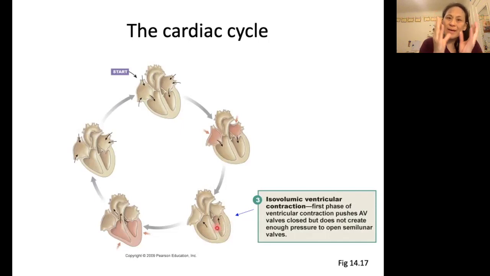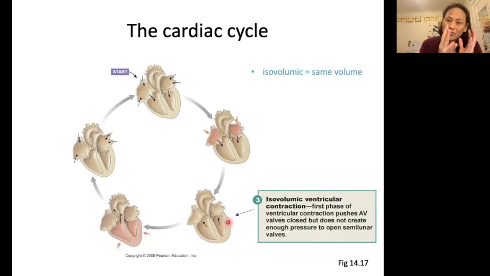That blood, because it's at a high pressure, is going to cause the AV valves to shut, okay? So at the same time, the semilunar valves also happen to be shut, which means that during this phase of the cardiac cycle, the volume of blood within the ventricles is going to stay constant, okay? Hence the name isovolumic, right? So isovolumic means same volume. We're going to have that constant volume of blood in the ventricles during this phase of isovolumic ventricular contraction, okay?